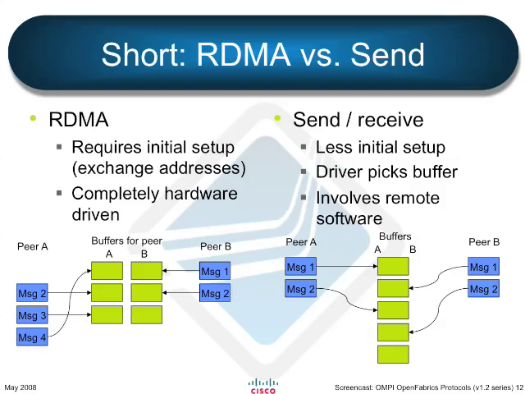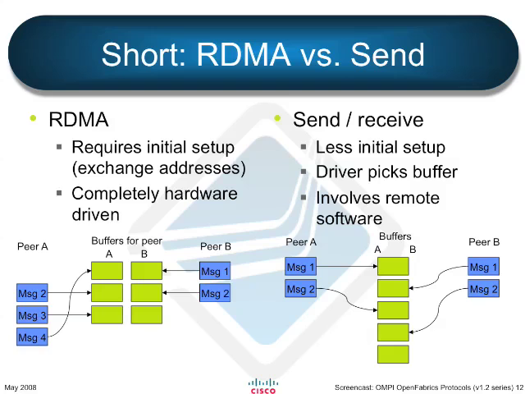There's less initial setup. We don't have to do this exchange of addresses thing that RDMA has to do, but the driver picks the buffer. So if you look, the picture is a little bit different here. I still have peer A and peer B, and they're both sending 2 messages each, but there's a common pool of buffers. And so the network driver and the network hardware do the picking of which message goes into which buffer. It's usually a FIFO kind of thing, but Open MPI can't rely on anything. The networking stack puts it in the buffers for us.